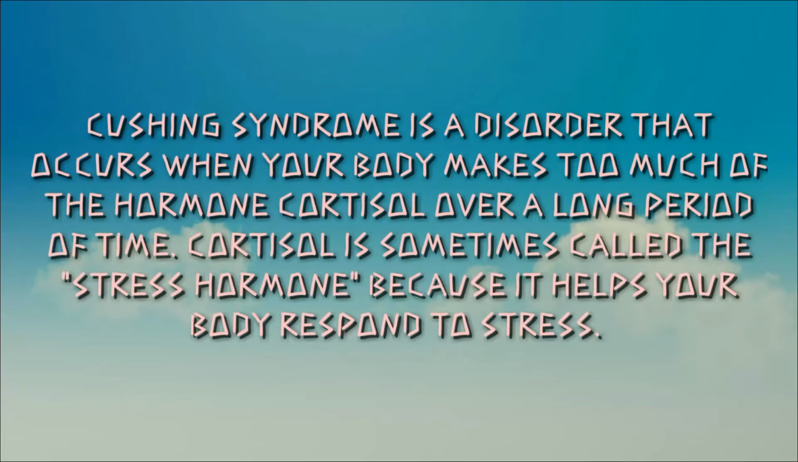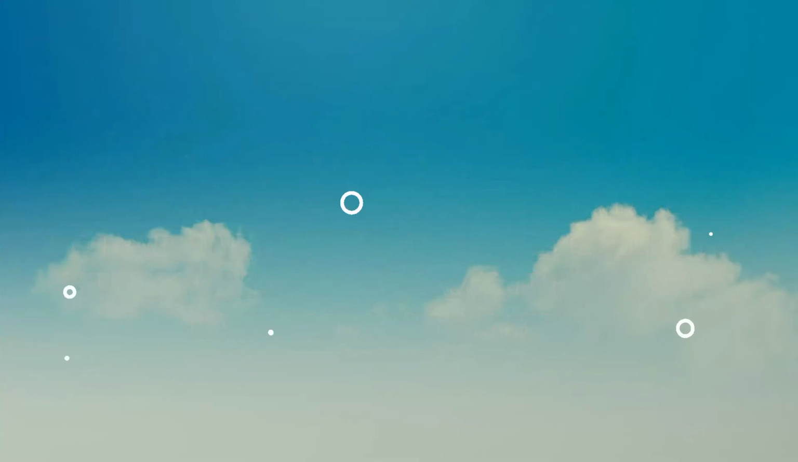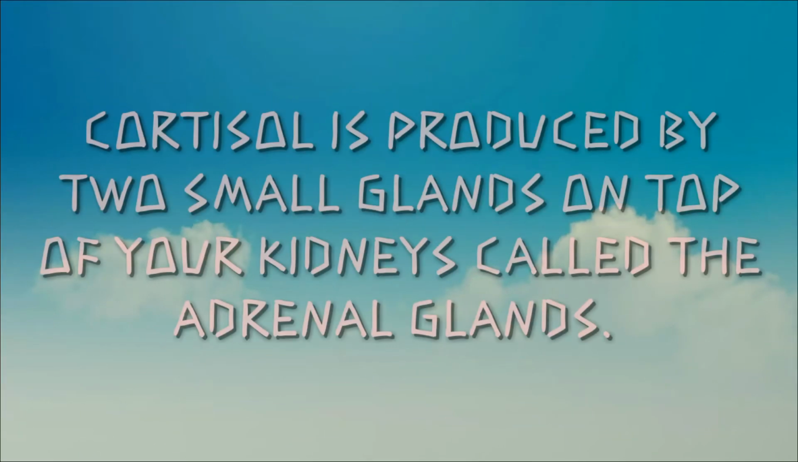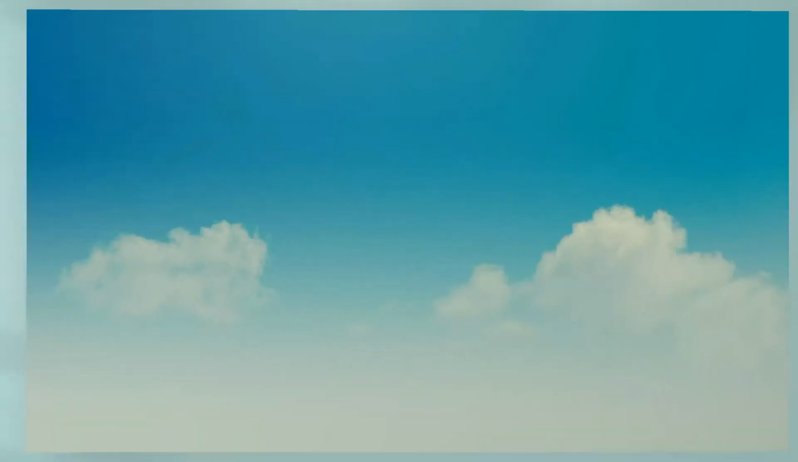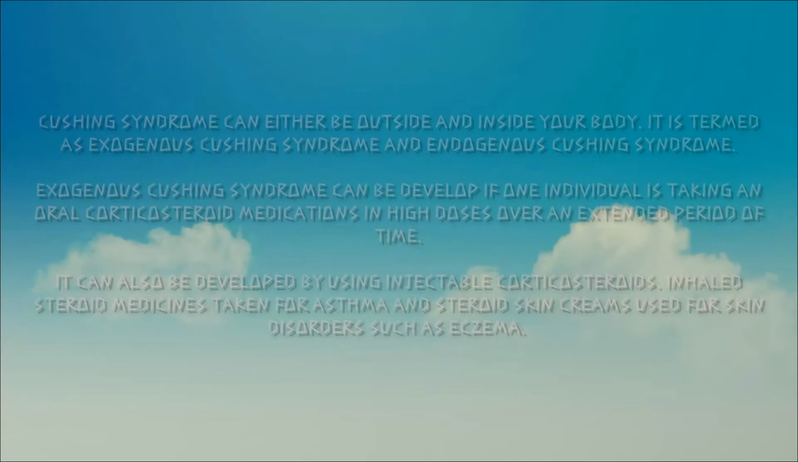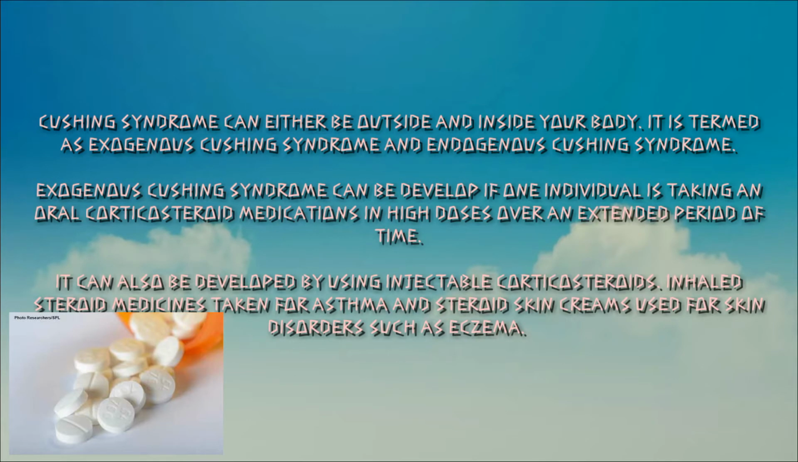Cushing syndrome is a disorder that occurs when your body makes too much of the hormone cortisol over a long period of time. Cortisol is sometimes called the stress hormone because it helps your body respond to stress. Cortisol is produced by two small glands on top of your kidneys called the adrenal glands.